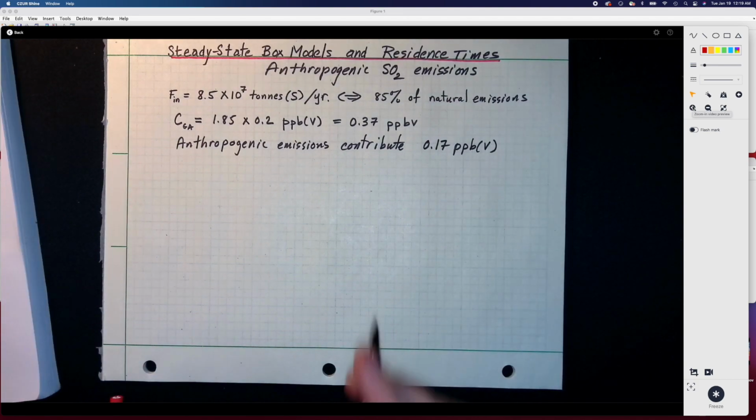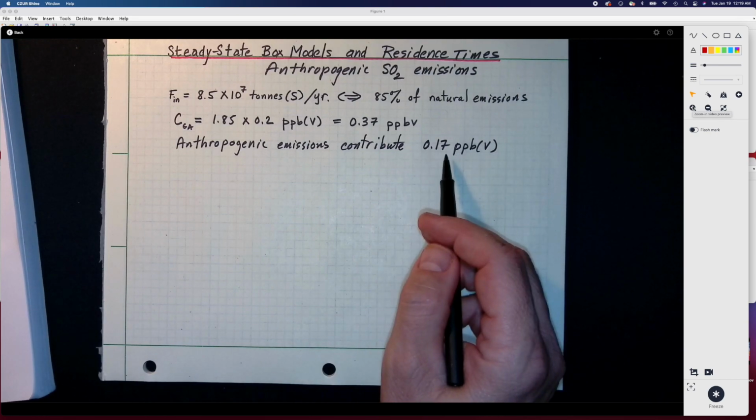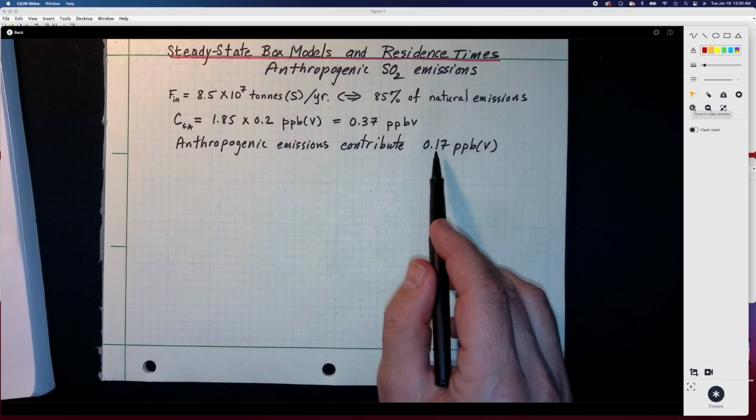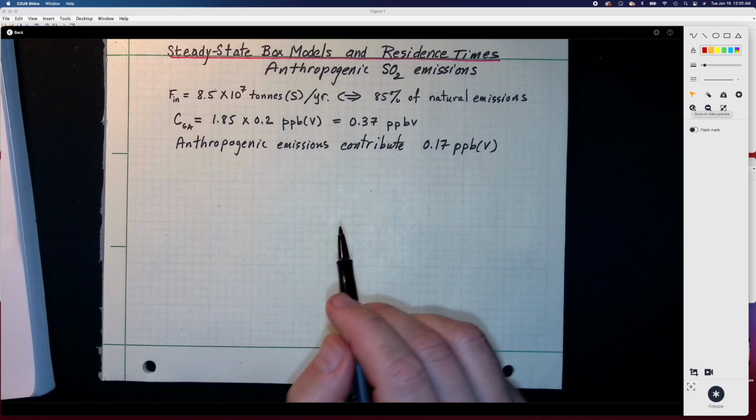Now, of course, this 0.17 of additional SO2 in the atmosphere is not going to be spread out uniformly through the whole atmosphere. So there will be regions close to the sources that are much more elevated, and places far from the source where none of this emission will be present. And so what we should try to do is calculate how much higher the concentration would be close to the industrial regions.